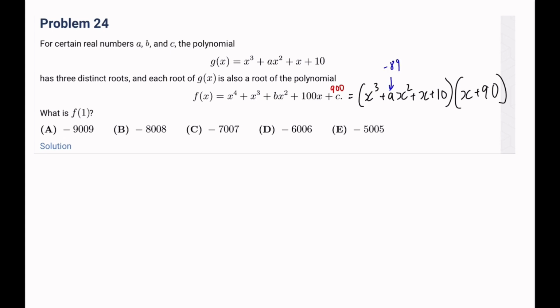And then if we have that, that's all we need, because what we wanted is f(1), and this is also f(x), right? So we can get f(1) if we plug 1 into each of these values, right?